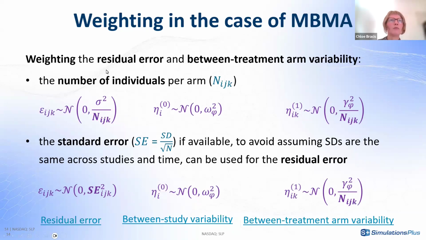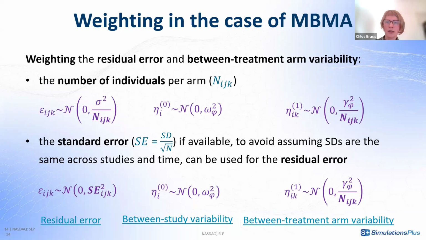You can see at the top where I'm weighting by the number of individuals, I just have a single sigma squared parameter that I'm fitting for my residual error. But if I'm using my standard error, those can also vary per study, per treatment arm, and per time point. And so I don't have that stronger assumption that those are always the same. So I can use the standard errors for the residual error. Again, the between study variability is unweighted, and for the between treatment arm variability, I would, like in the first case, again just weight by the number of individuals per arm.